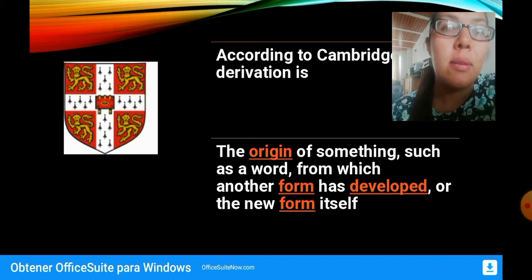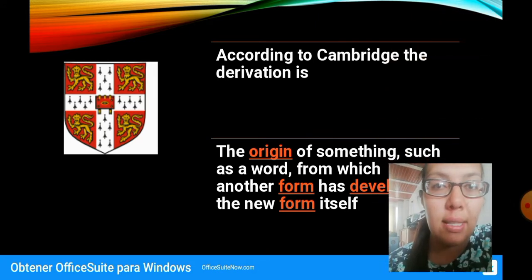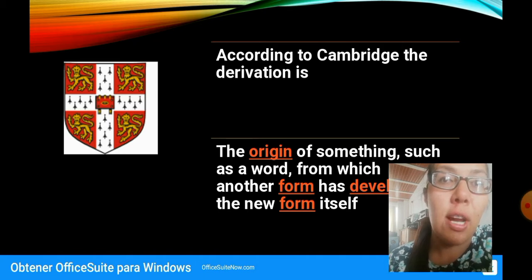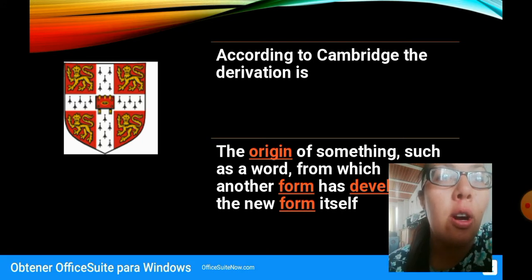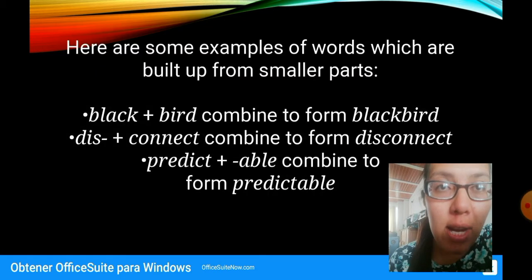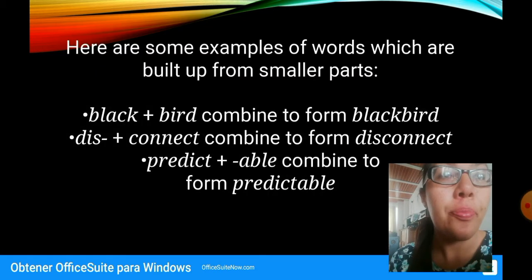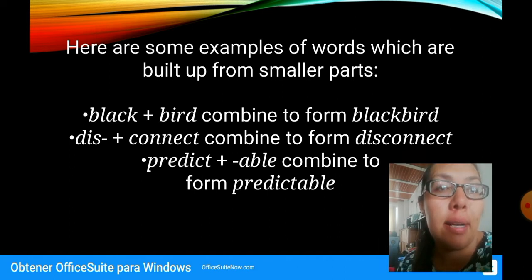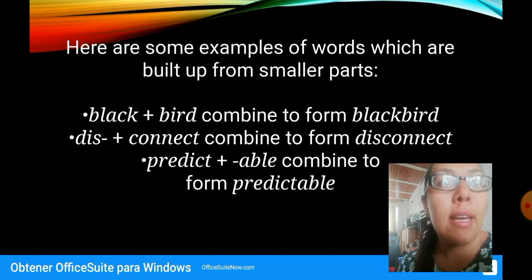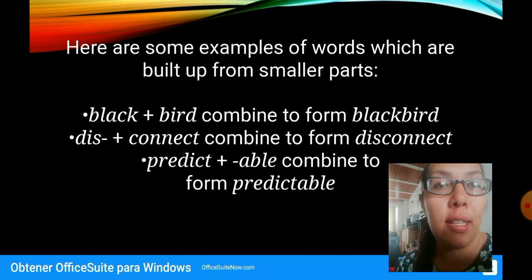According to this meaning, we can find that derivation is the process in which a person can change or create different words by adding a suffix or a prefix. Okay. Here we can find some examples. For example, blackbird, disconnect, predict, and placebo.